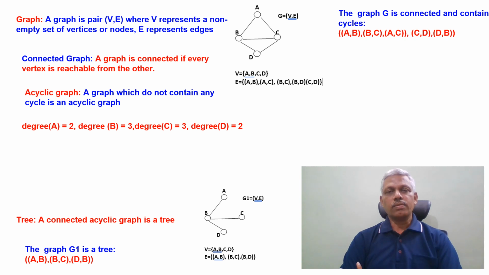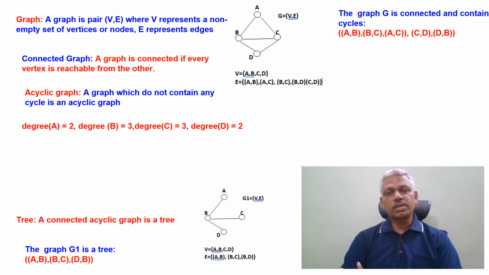Now in this example, we have a graph here, A, B, C, D, consisting of 4 vertices, and they are connected through edges. AB is an edge, AC is an edge, BC is an edge, like BD and DC are the edges. This is how we can construct a graph. And a special case of a graph is called a connected graph.